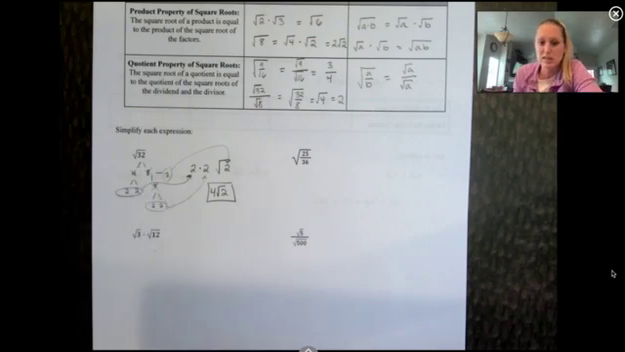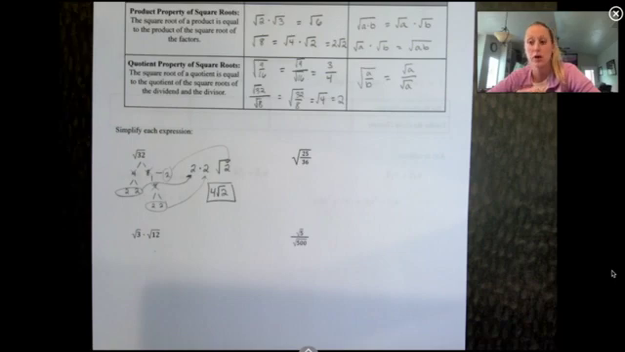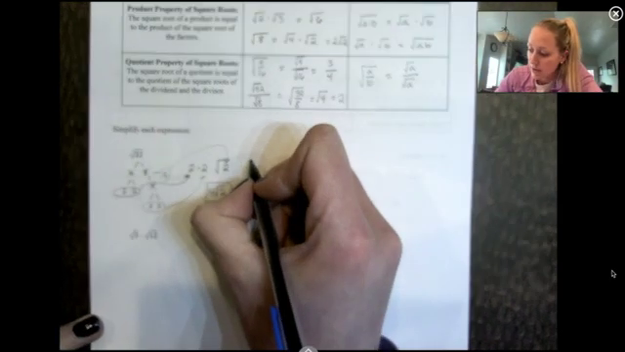Another way to do this is the perfect square method. So I want to think about the biggest perfect square that goes into 32. Perfect squares are numbers that we can take the square root of and get a nice whole number. So perfect squares are 1, 4, 9, 16, 25, 36, on and on and on. Okay, so I want to think about the biggest one that goes into 32. 16 is the biggest perfect square that goes into 32.